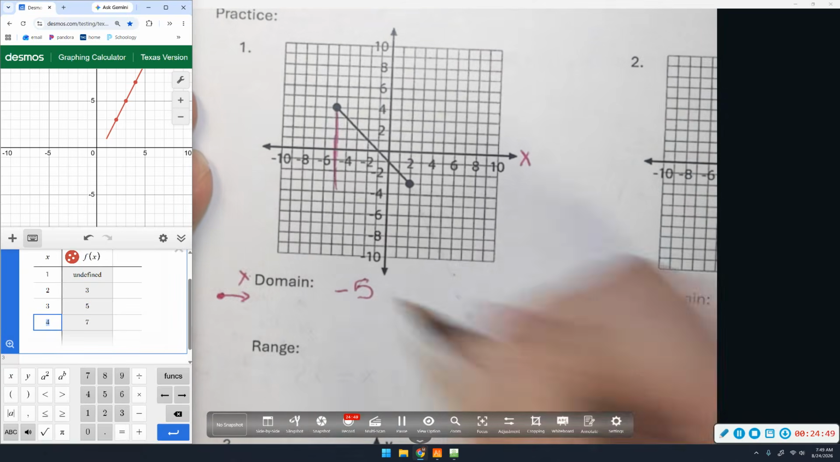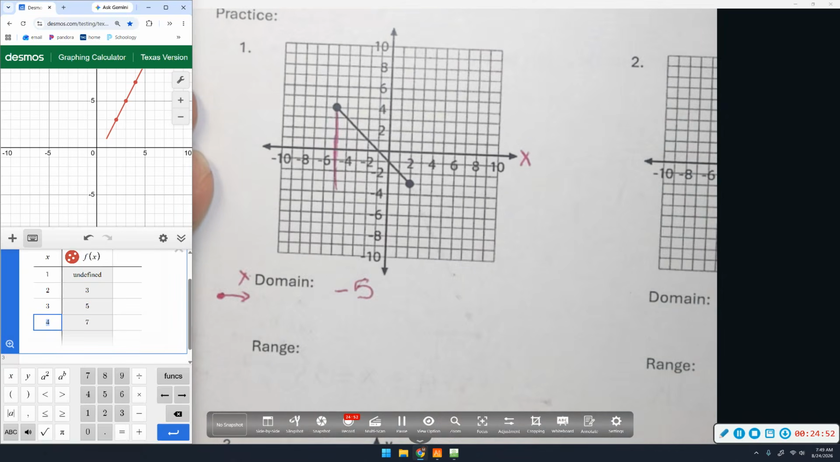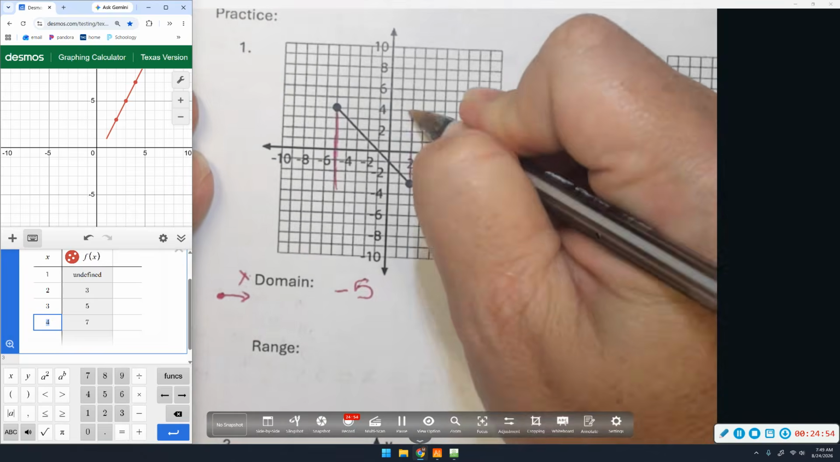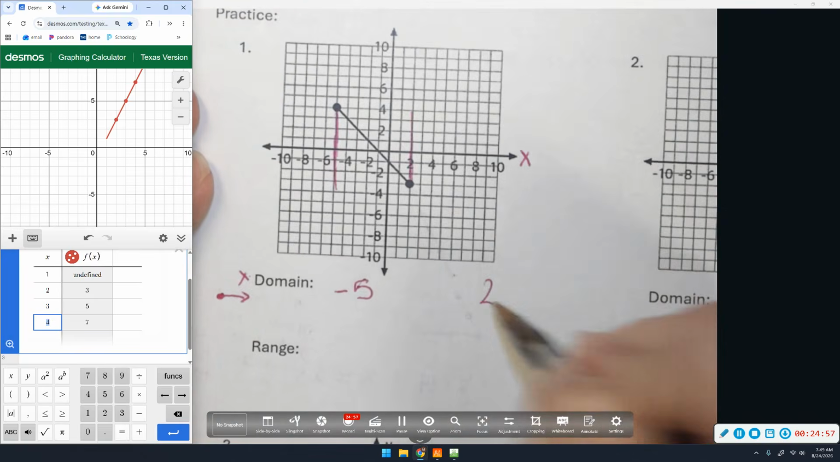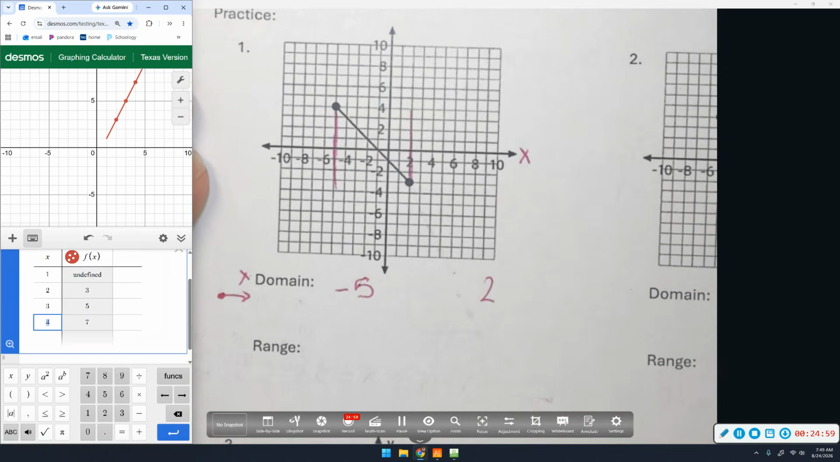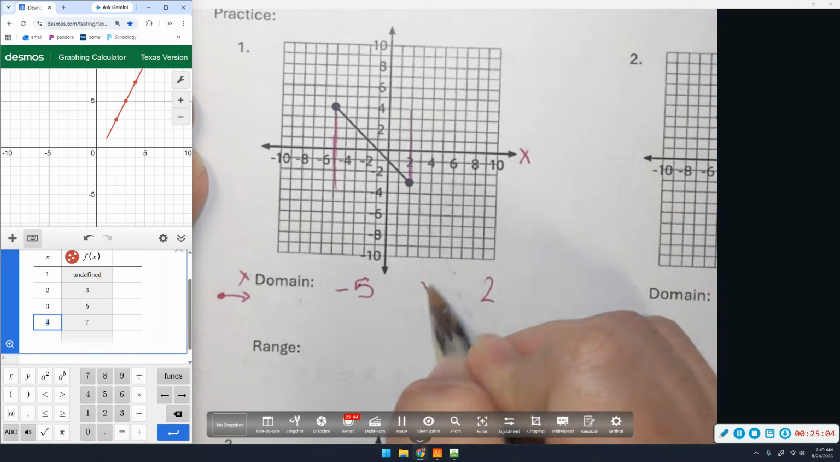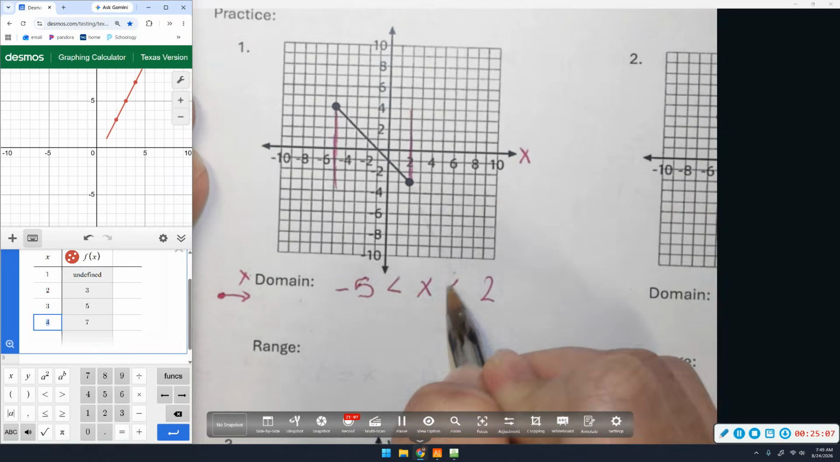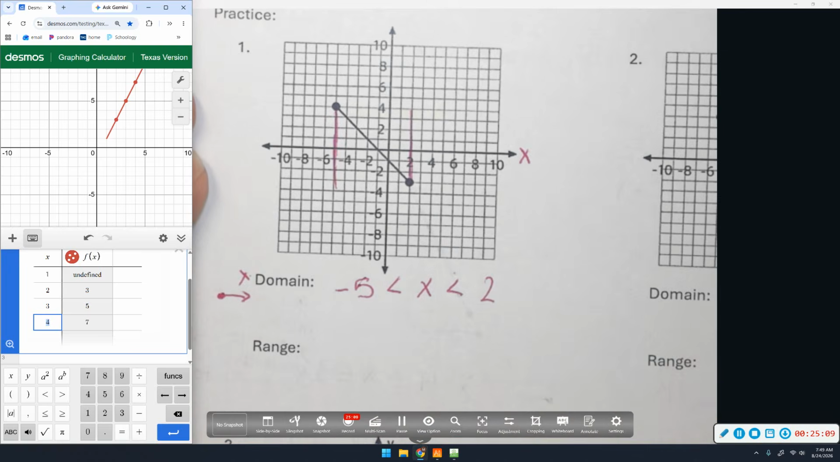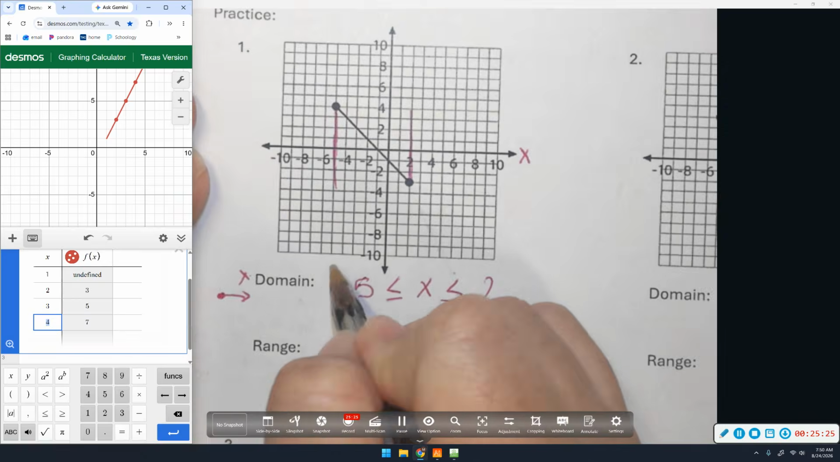-5. So we're going to write -5. What's the farthest right this graph went? 2. So I'm going to leave all that space in between and put a 2. Is domain my x or my y? X, so we're going to put an x in the middle. We're always using less than symbols because we went least to greatest. As long as you go left to right, less than will always work. Now, is this an open dot or a closed dot on both sides? Closed, so am I going to use equal to on both? Yes. There's your domain. That's it.